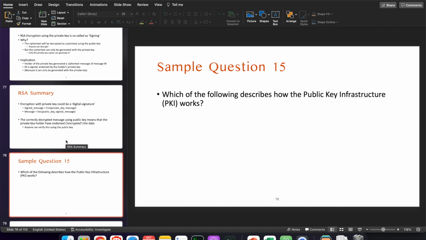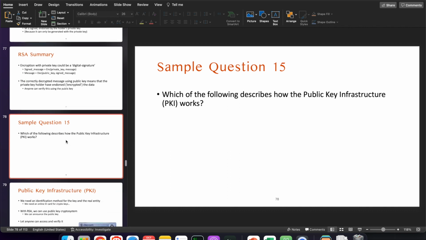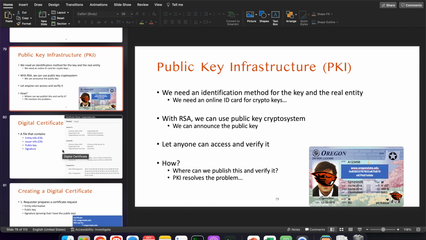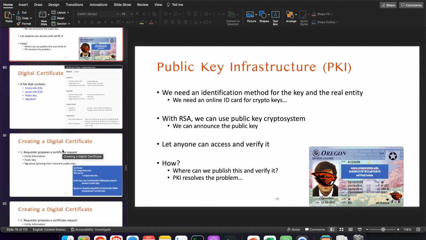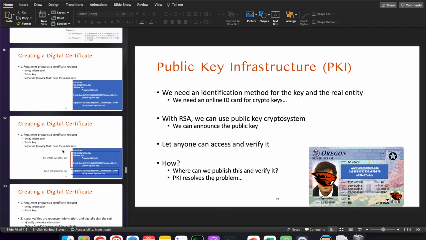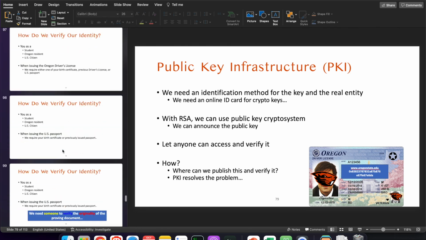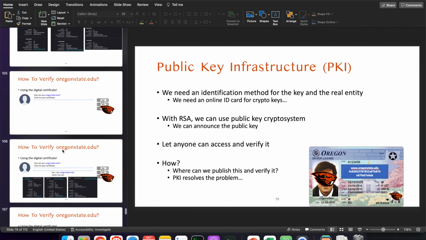In sample question number 15, which of the following describes how the public key infrastructure works? This is a similar type of question, asking about the definition and characteristics of public key infrastructure. Please study how public key infrastructure works, how we can verify a digital certificate, and those kinds of things. There are several slides, but you can easily follow them.